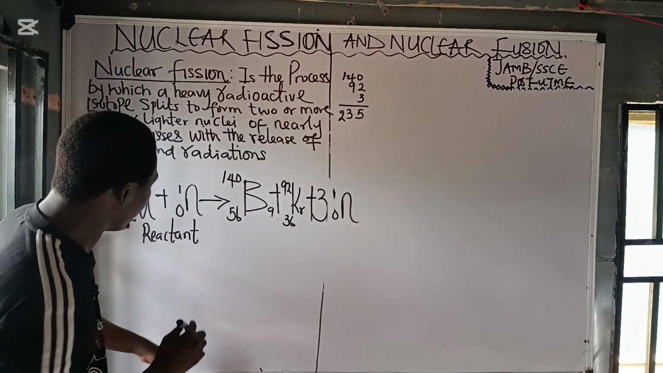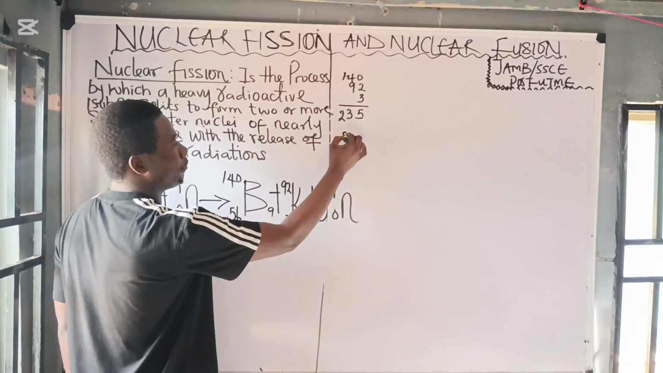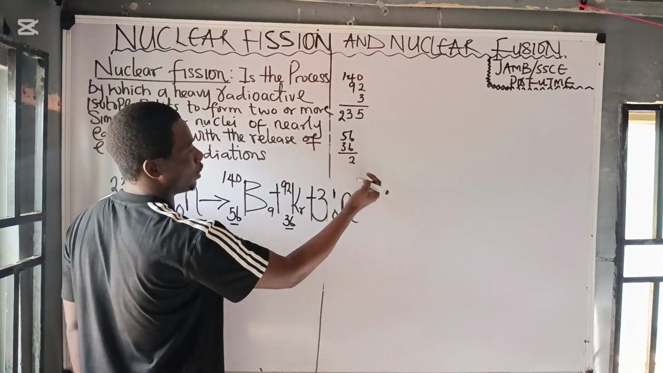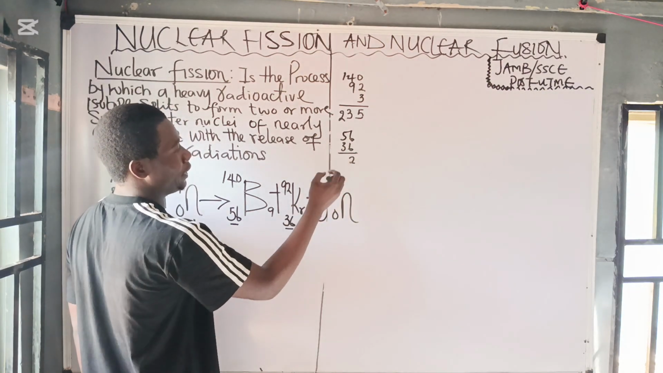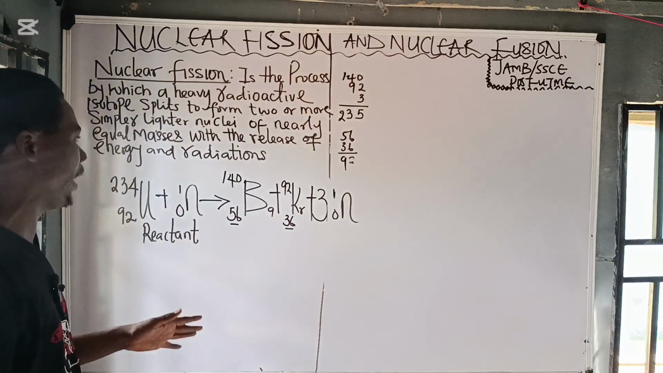Let's combine 56 and 36. Here is 0. So let's say 56 plus 36. This will give us 92. So the equation is what? Balanced in a nuclear fission reaction.